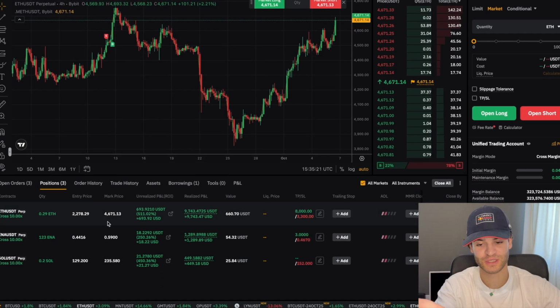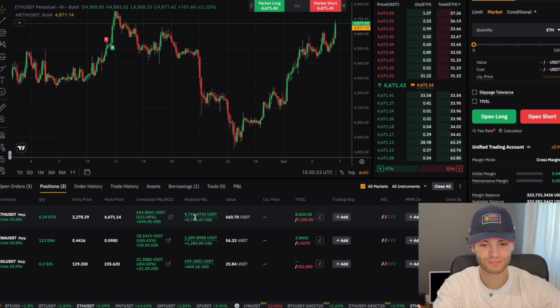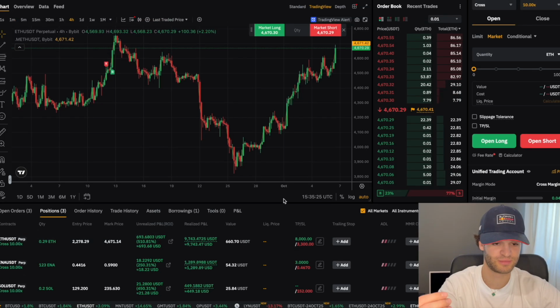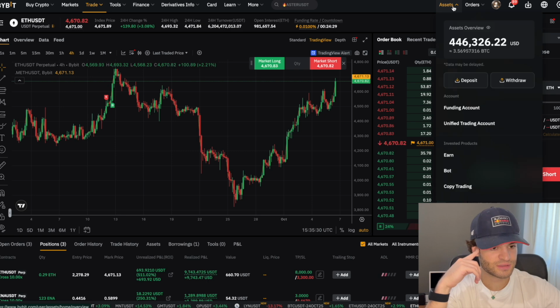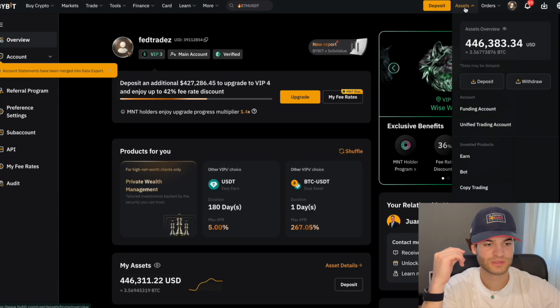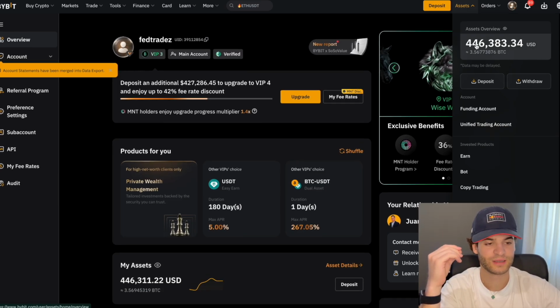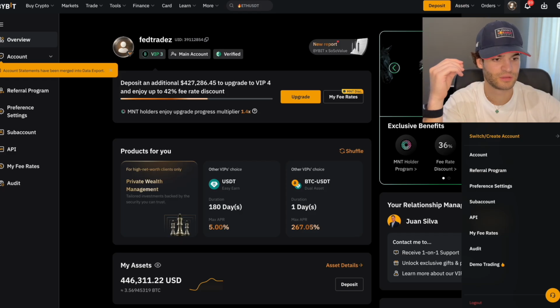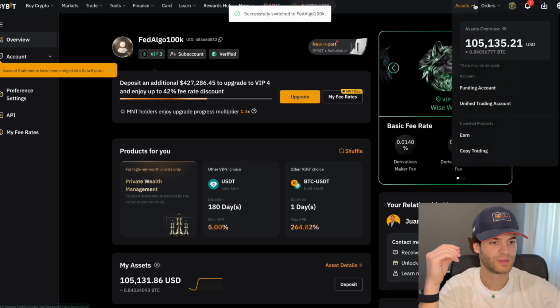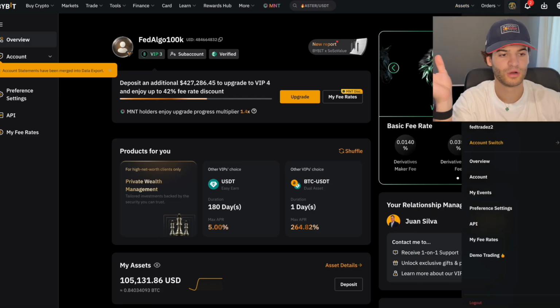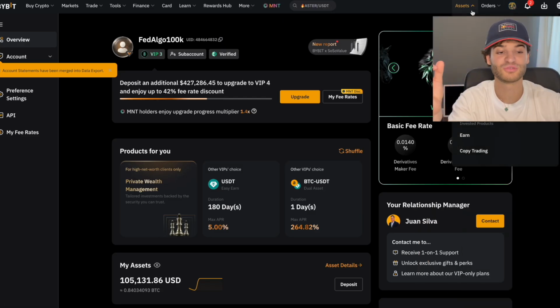My spot position, which was actually the same trade just in spot, which you cannot see here, made me $40,000, $50,000. You can see that on my Instagram. Anyways, as you can see, I have almost $500,000 in one of my accounts, because I also have a few sub accounts right here with more money inside. So I just showed you almost $600,000 that I'm trading with.